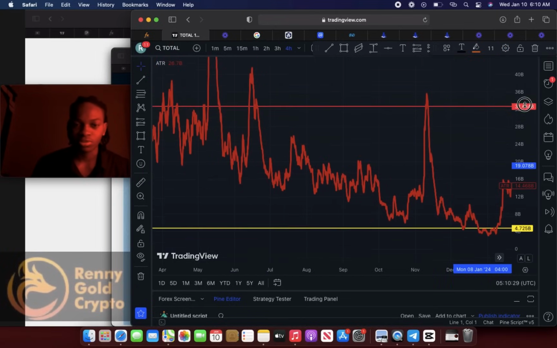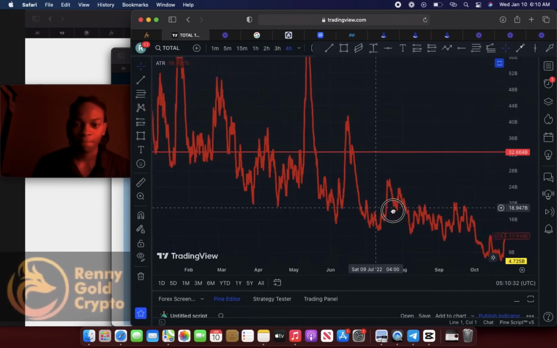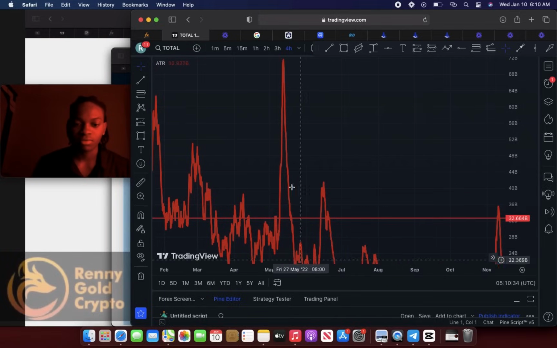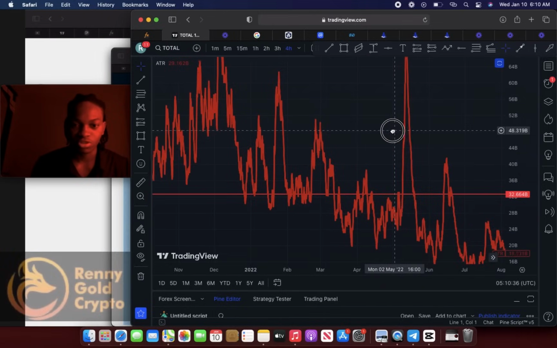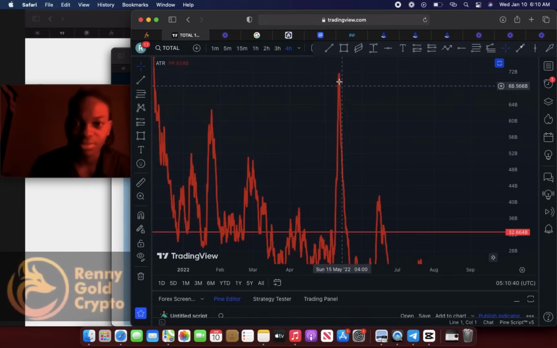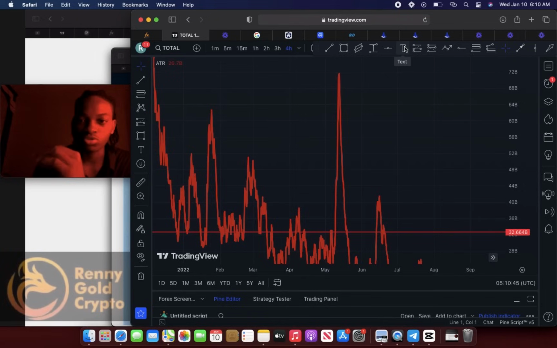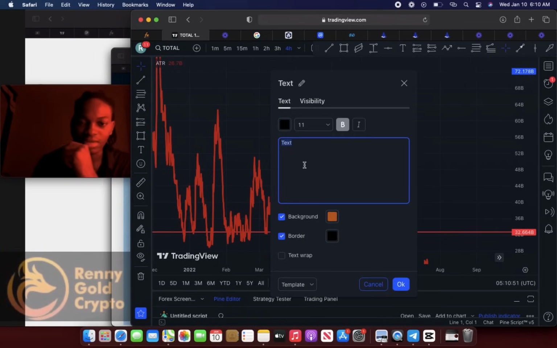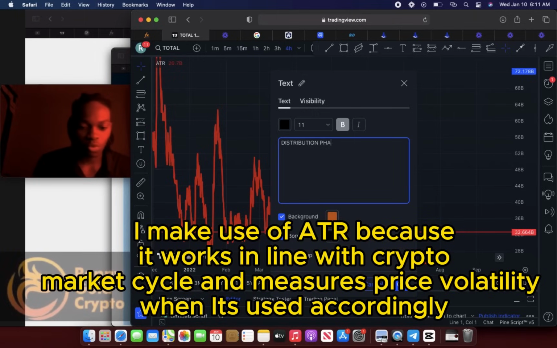So I'm just going to do this. This is how the distribution phase is going to be like. So here, let's see this as the distribution phase. I don't want us to do too much right here. I just want to give you guys the picture. So here is the distribution phase. You see how dangerous that is? You can work with this.